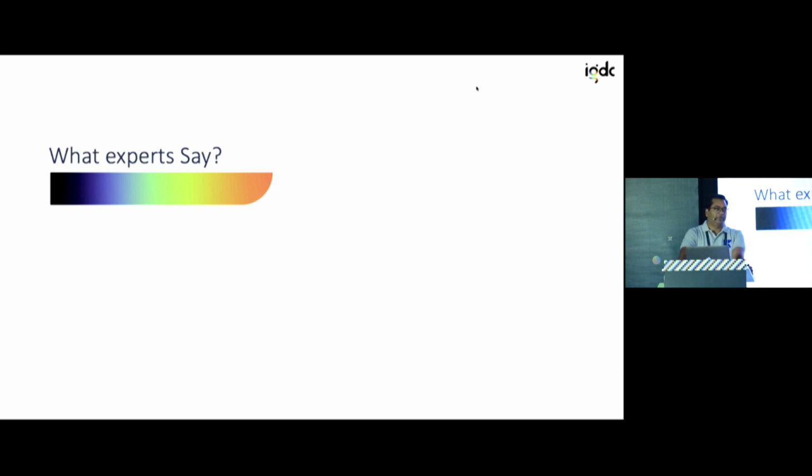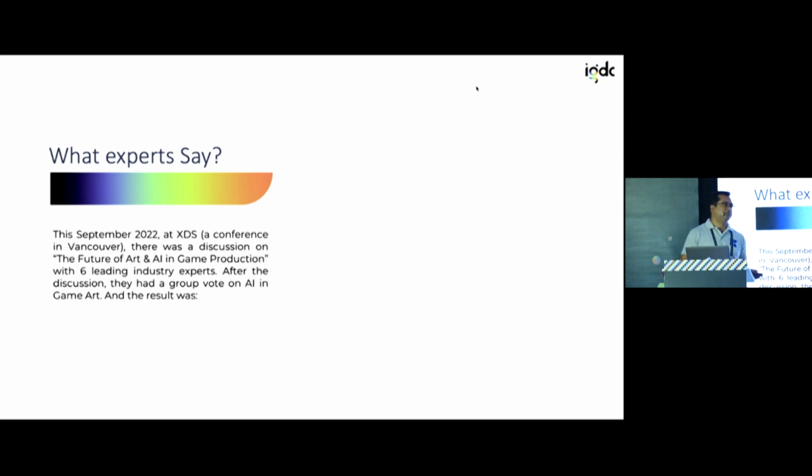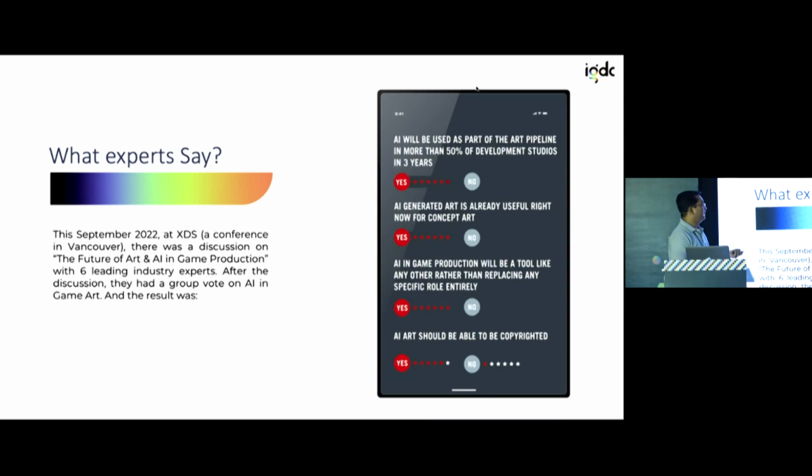Now, some expert comments. Just a couple of months back, XDS was hosted in Vancouver, and there were six industry experts there to talk about the future of art and AI in game production. After the discussion, they had a voting system, and the result was very amazing. AI will be used as part of the art pipeline in more than 50% of development studios in 3 years. 6 out of 6 voted yes.